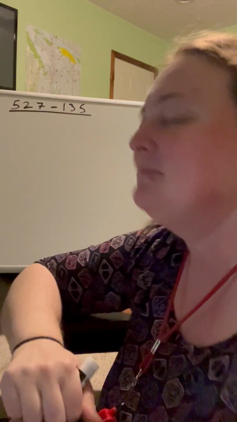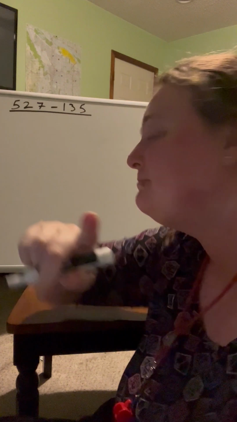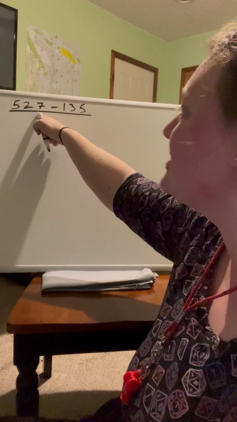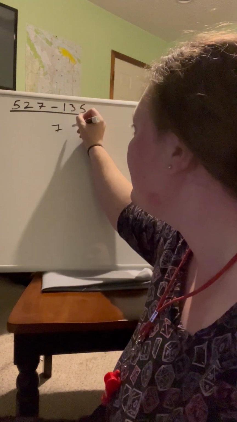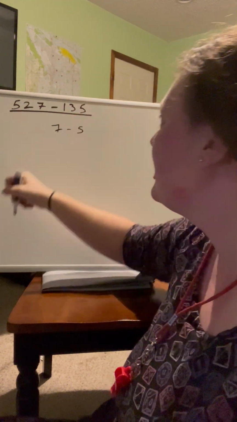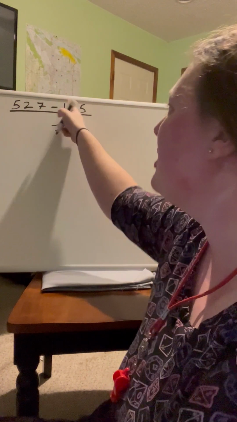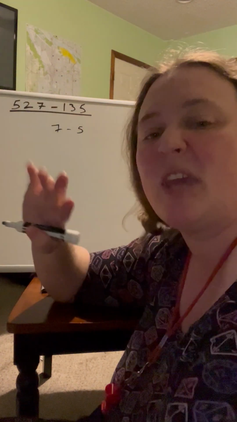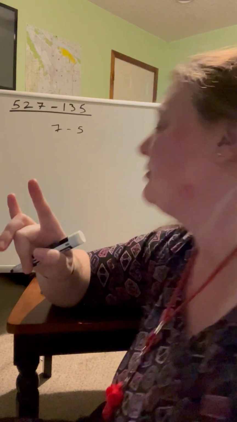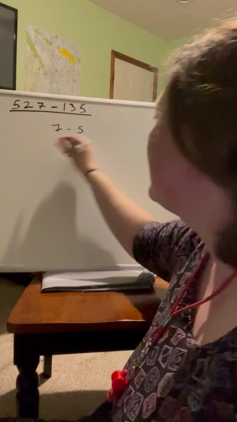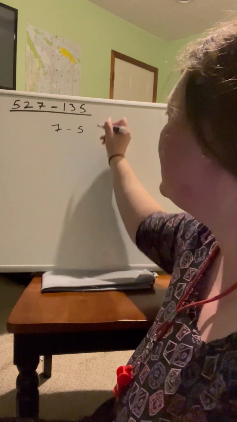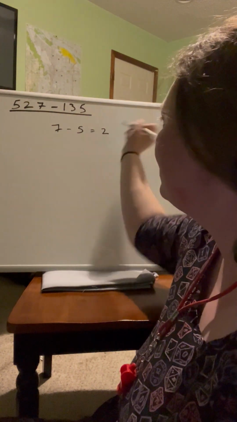and hopefully clarify. So, last time, I said, okay, let's look at the smallest numbers here, 7 and 5. We've got a 7 minus 5. Now, we're not going to worry about this 13 and this 52 yet, and we're still not going to, because we're still going to work on our smallest numbers first. 7 minus 5 equals 2.